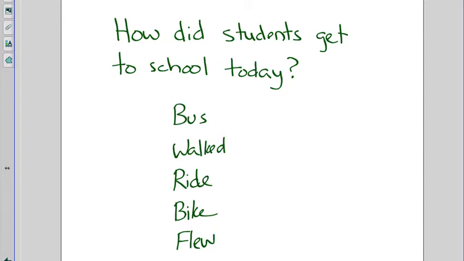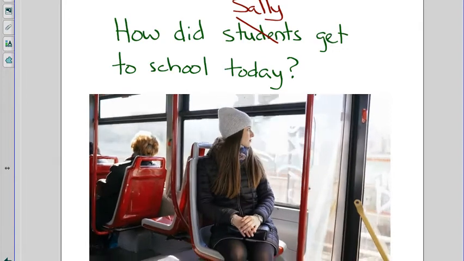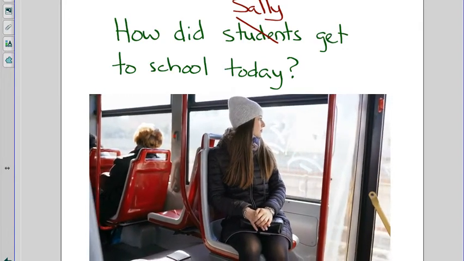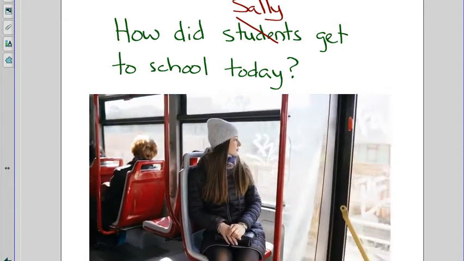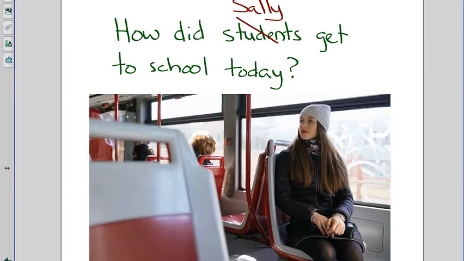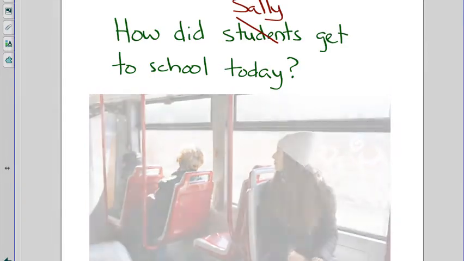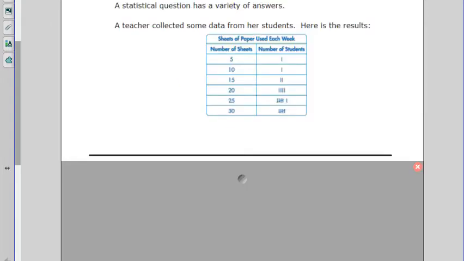So what would not be a statistical question? Well, if I made a little change here and I said, how did Sally get to school today? Well, it's already happened. She's here. She only got to school one way. So it's not statistical. There's only one possible answer, and it's whatever she did. Maybe she took the bus. One answer, not statistical.